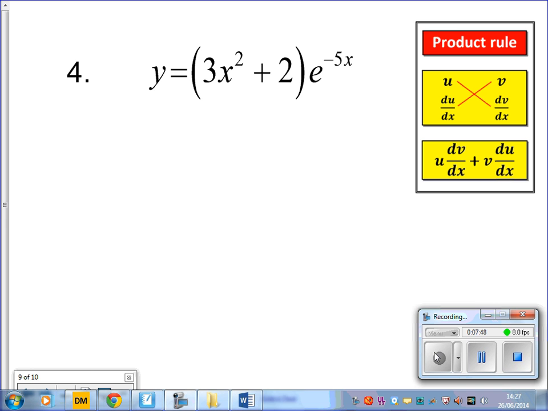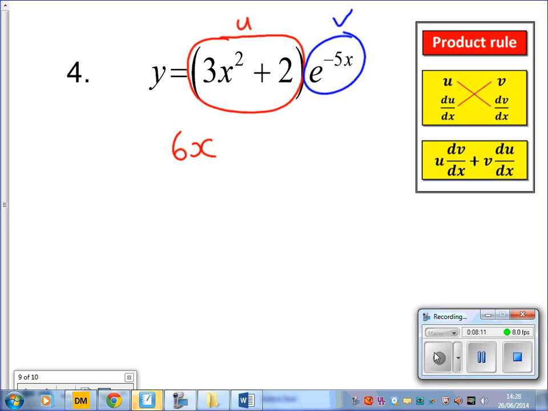Question 4 looks slightly different, same process. All of this here is my u, and so this part here will be v. Differentiating u then, I get 6x. To differentiate the v part, e to the minus 5x remains the same. Remember, this minus 5 needs to come down to the front, so I'm going to have minus 5e to the minus 5x.